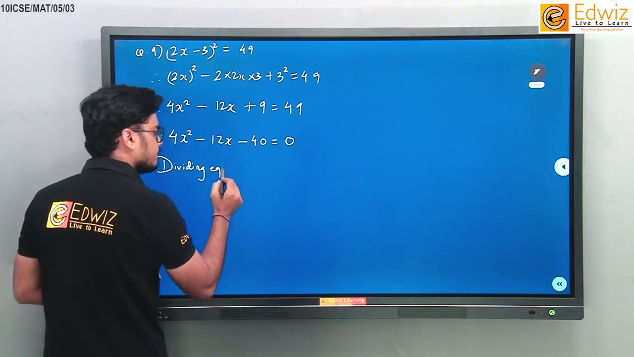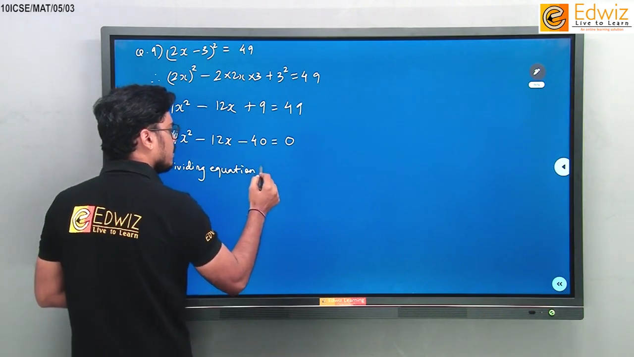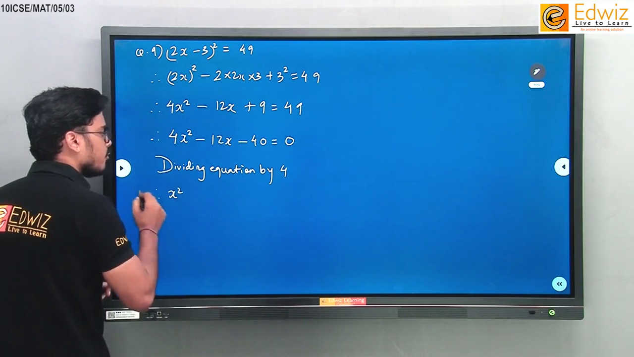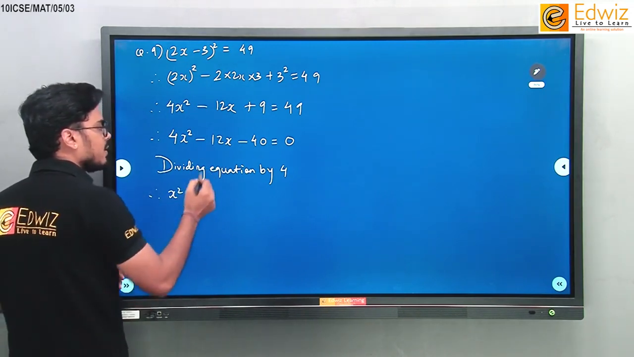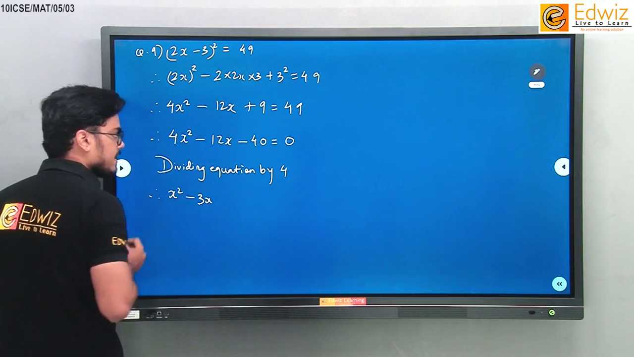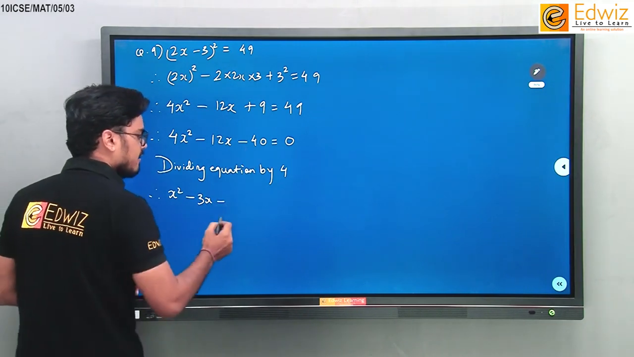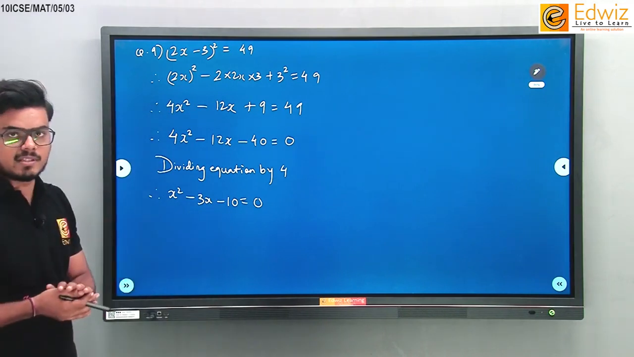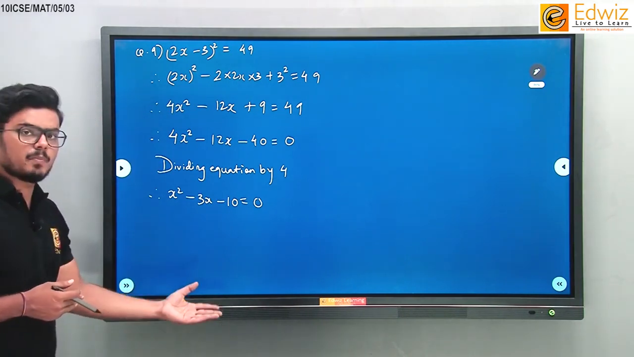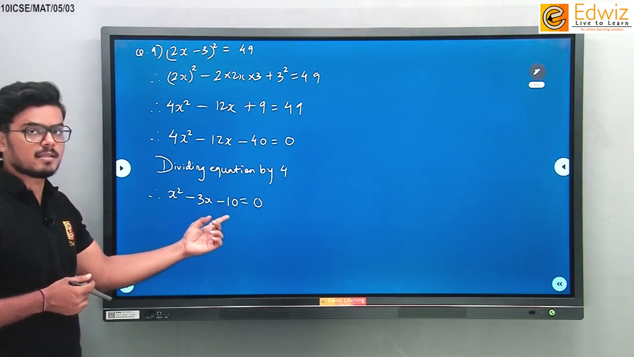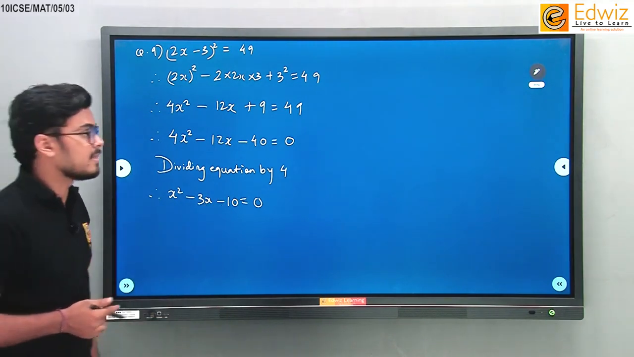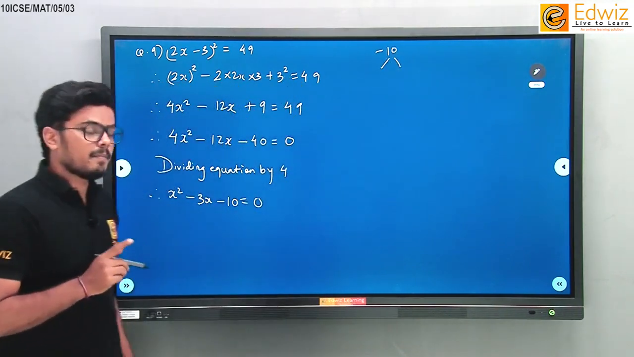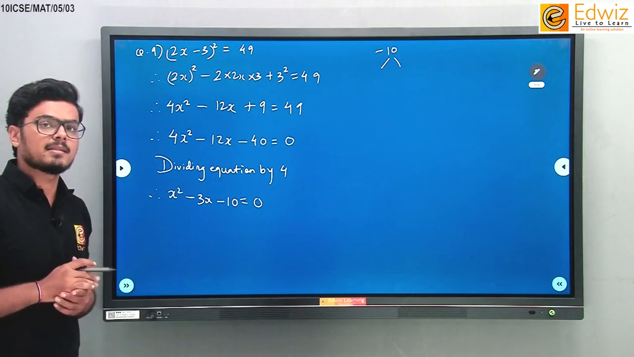Dividing the equation by 4, this will be x square, 4 and 4 got cancelled, minus 12 divided by 4 is 3, so 3x, minus 40 divided by 4 is 10, equal to 0. This is our equation that we need to solve. Now this is a very simple equation. We need factors of minus 10, in such a way that the difference of the factors should be minus 3.